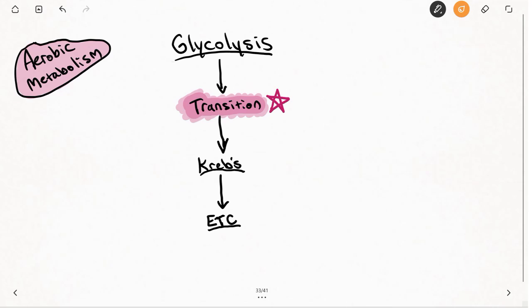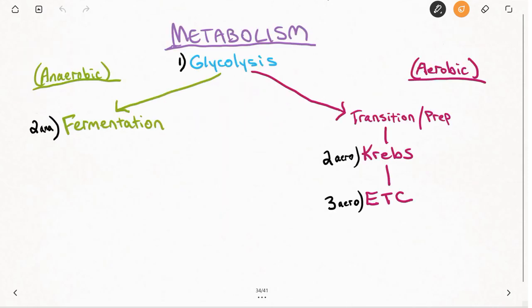Right. Now, after glycolysis in metabolism comes the transition stage. And remember, this is for aerobic metabolism. When you go on the aerobic pathway after glycolysis, you come to the transition or preparatory stage. Now, if we did not have any oxygen available, it would have to go over to the anaerobic stage and go through the fermentation process. But since we're talking about aerobic, meaning with oxygen, since we have oxygen available, it comes over here to the right, to the transition or preparatory stage of the process and gets ready to go into Krebs.